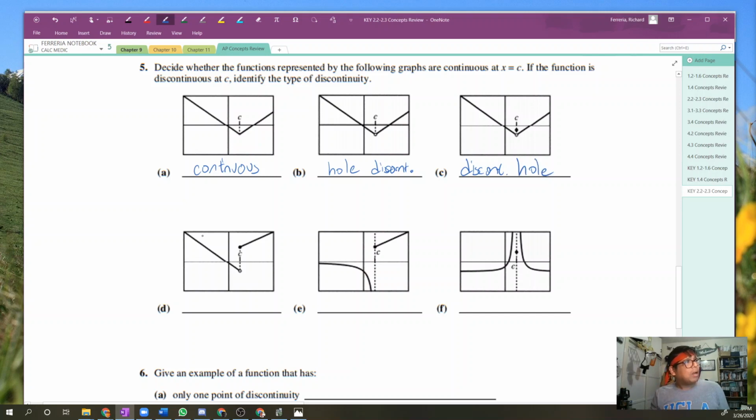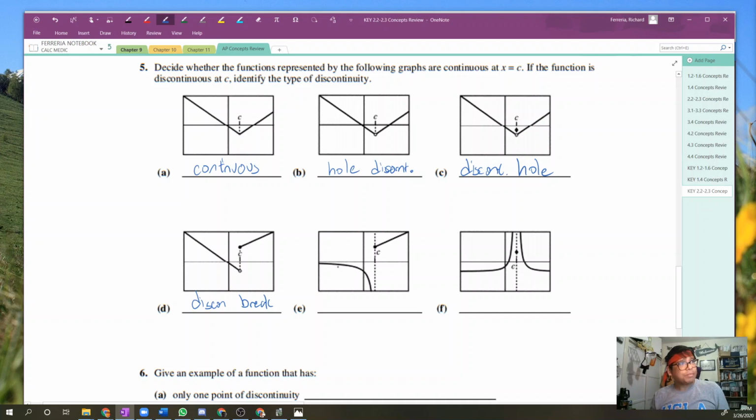D, clearly we have to pick up our pencil to go from the left side to the right side. So this is discontinuous. And this one we call a break, because it looks as though the function did match and then one of them broke off of the other. So this is a break.